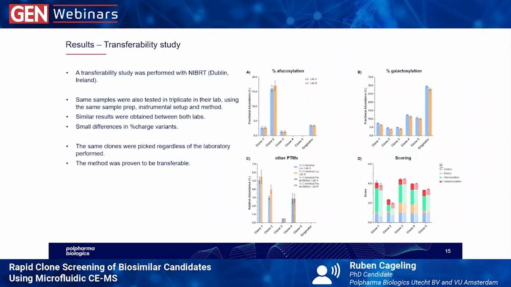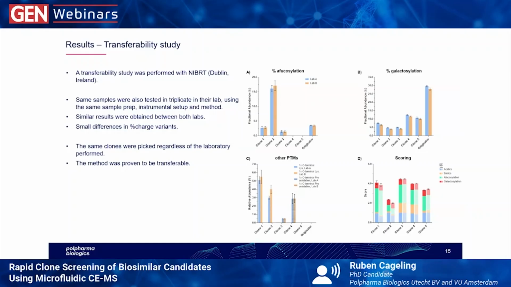Then we also performed a transferability study. So we wanted to see if this method is also transferable and can also be used somewhere else, and if you then would get the same results. So we transferred the samples to NIBRT, the National Institute of Bioprocessing Research and Training in Dublin, Ireland. We shipped the exact same samples, and they were tested in triplicate in their lab using the same sample preparation, same method, and same instrumental setup, so same mass spectrometer. And from this, as you can see in the figures, we obtained similar results between both labs.